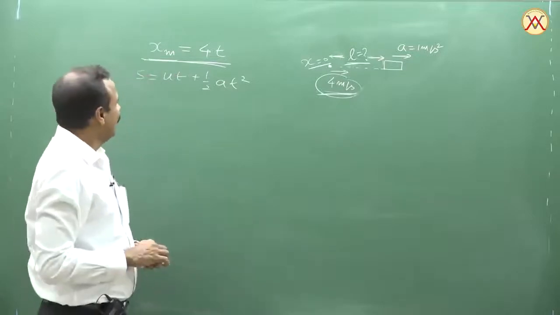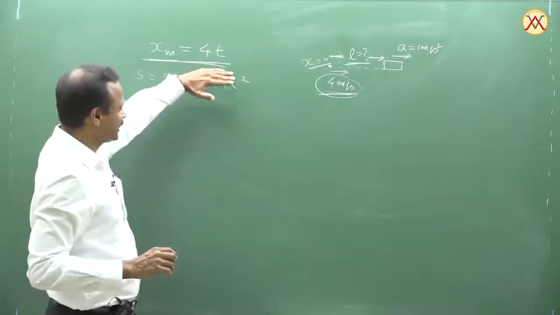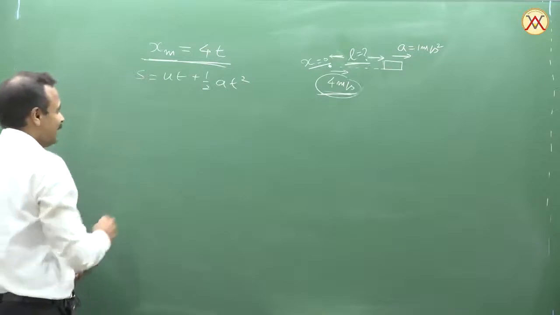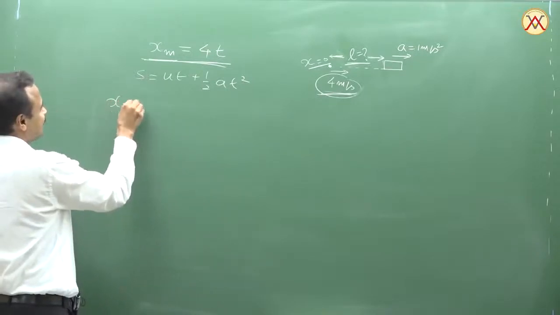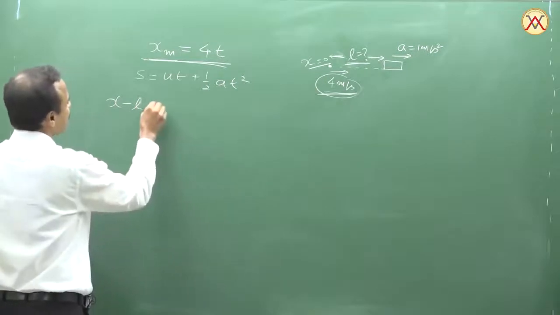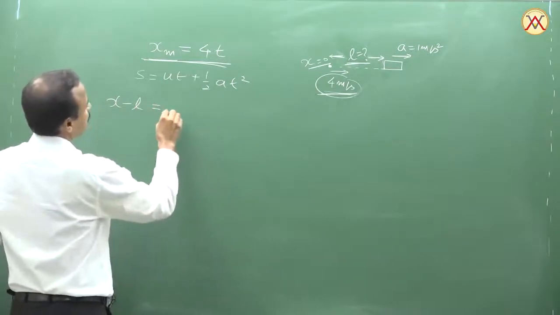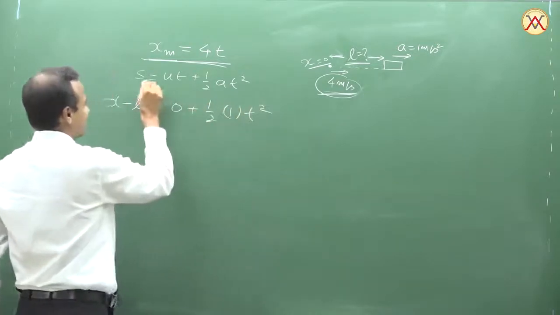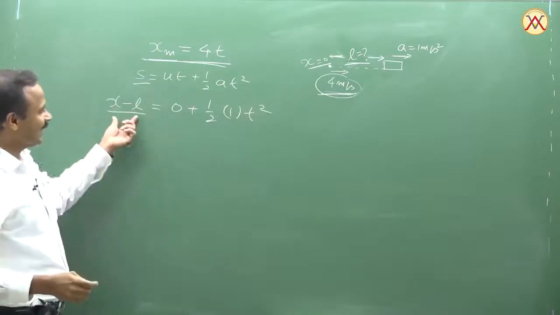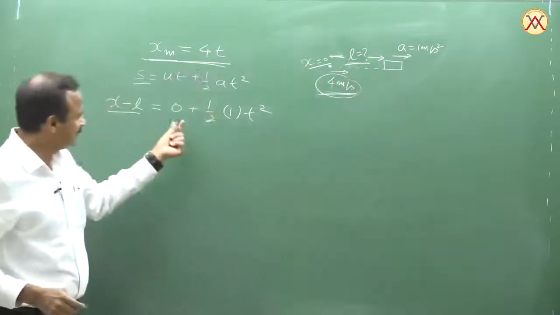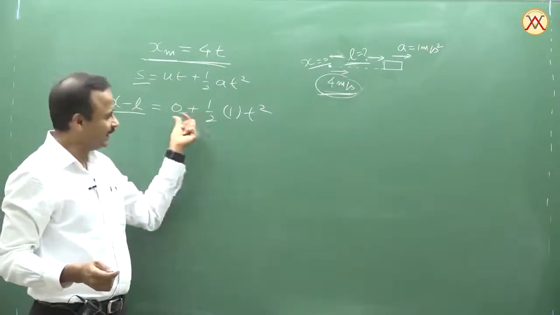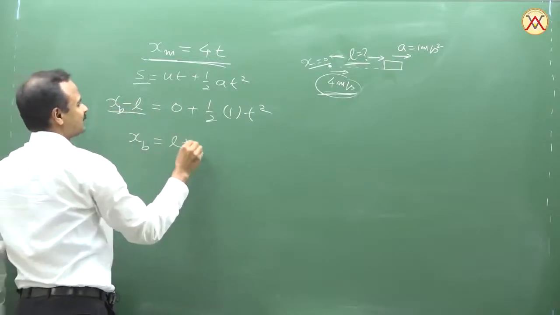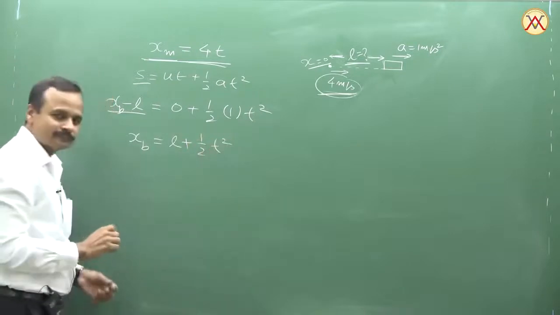So what do we do? We write the x coordinate of man as before as 4t, and for the bus we can say s equal to x minus L equal to 0 plus half into 1 into t squared. S we have written as x minus L, where L is the initial x coordinate of the bus. Initial velocity of course is 0, acceleration is 1. So the x coordinate of the bus we can write as L plus half t squared.